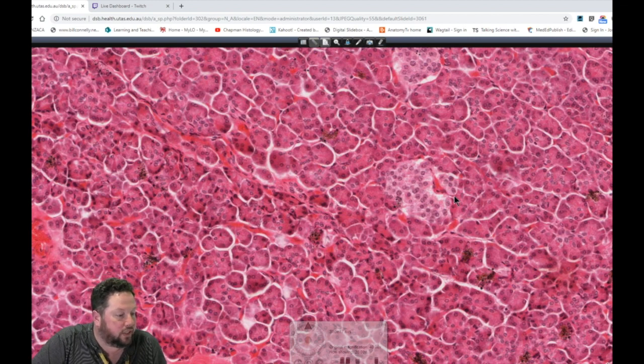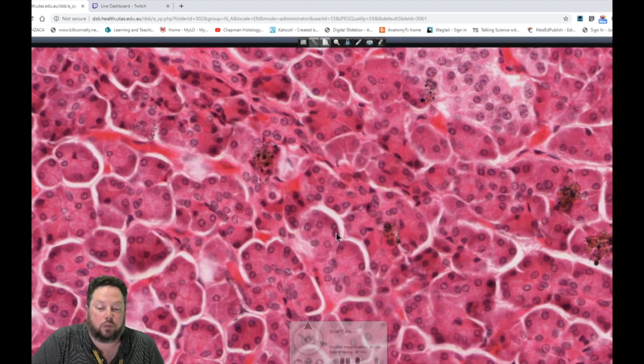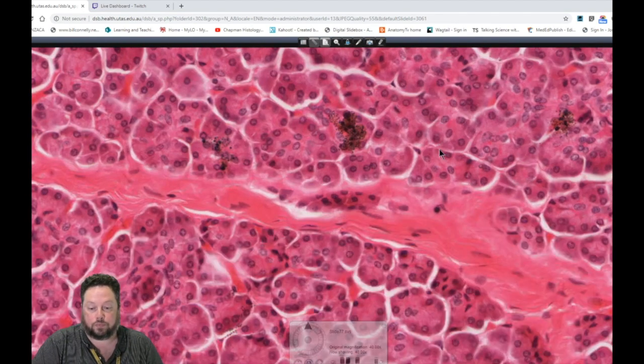What are the thin white spaces between the acinar cells? That's a little bit of shrinkage artifact, if that's what you're talking about, Ruby. When we process the microscopy, we dehydrate, and everything shrinks a little bit. So that's what those little spaces represent.